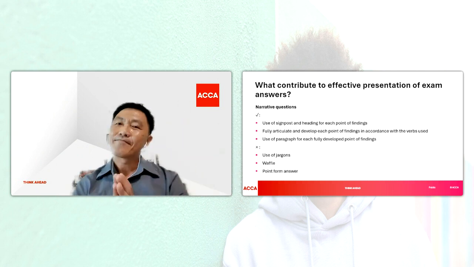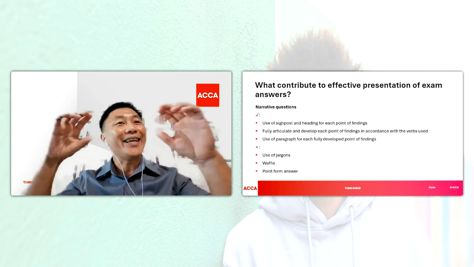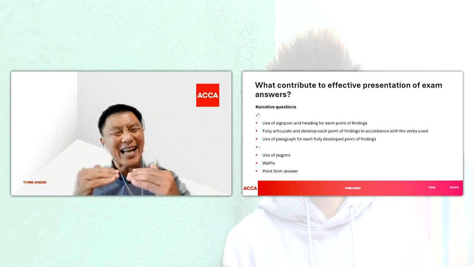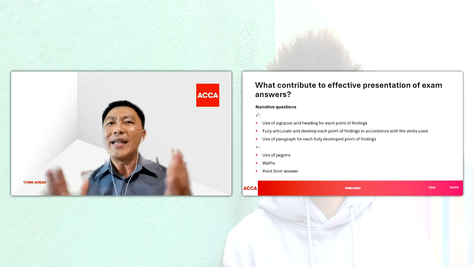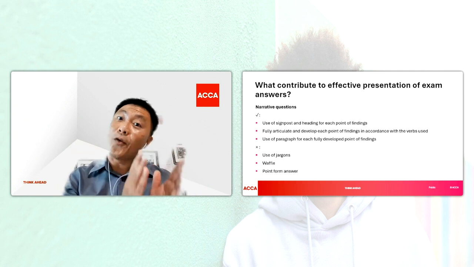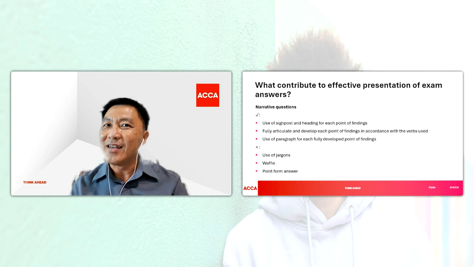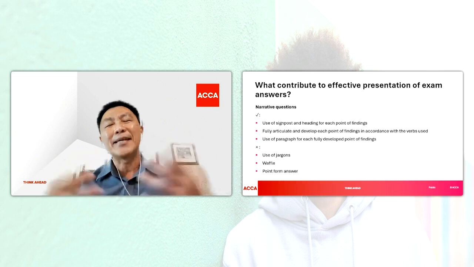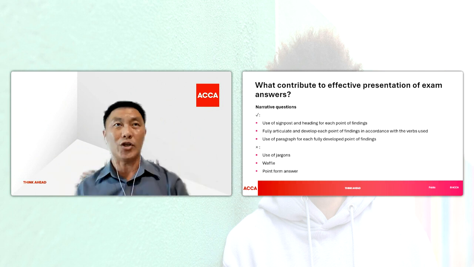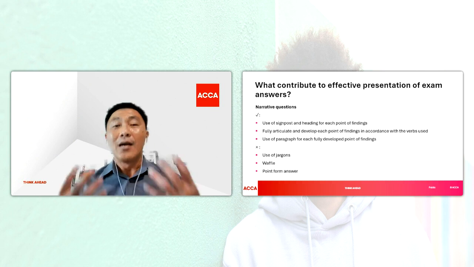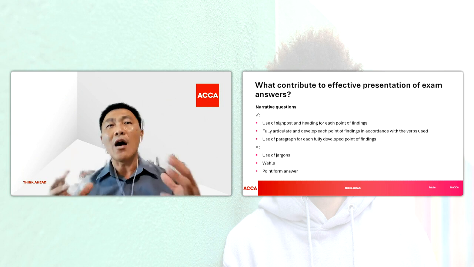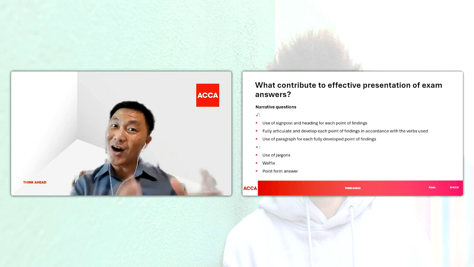Do not forget, once you have articulated a point of finding completely, leave a paragraph before you start talking about another point of finding. In other words, try to avoid the following bad habits. Number one, try not to use jargon. There is no point trying to impress the marketing team by using a lot of language that portrays a high standard of writing. The ACCA exam is not a test of English. So using too much jargon doesn't add value to your answer quality.